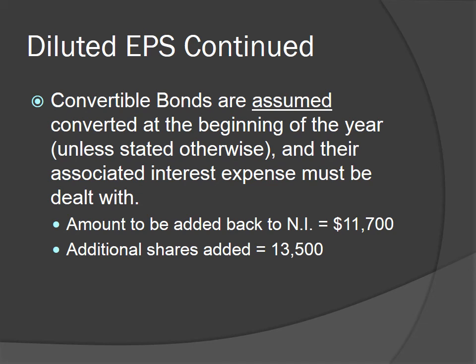To calculate the amount of additional shares added, we must use the conversion rate provided in the problem. This rate is 45 shares per $1,000 worth of bond. Thus, $300,000 worth of bonds divided by 1,000 times 45 yields 13,500 additional shares to be added to the denominator.